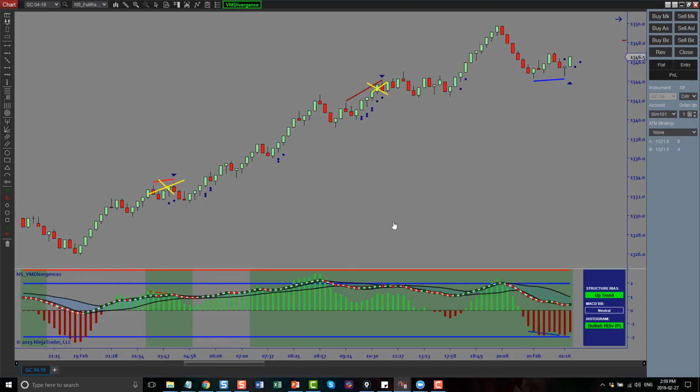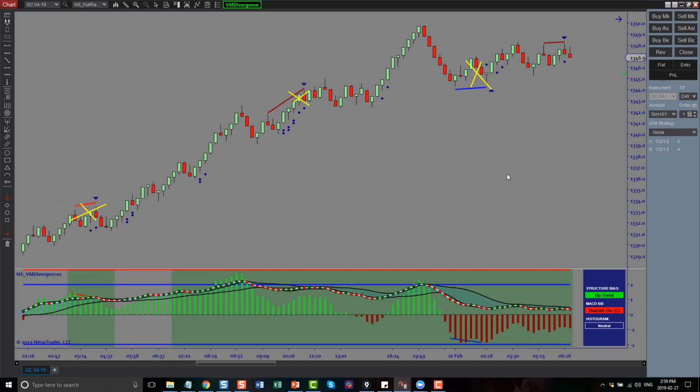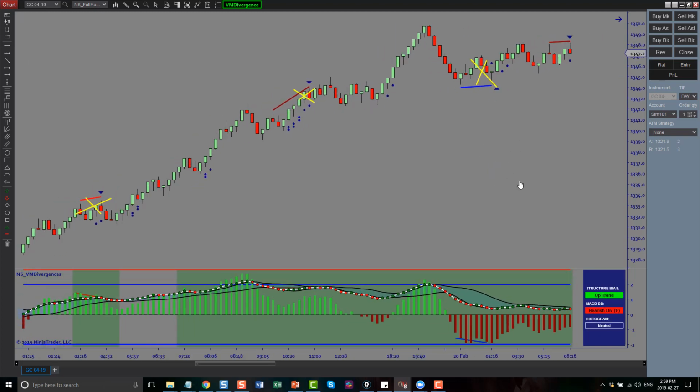What about that one? Remember how I said hidden divergence happens in a trend? That's a pullback. That's hidden divergence. Rob says no. You're absolutely right. So let's continue on. You say, yeah, but it worked. I say, I don't care. What about that one? I'm doing this for a reason, guys. I know this stuff.